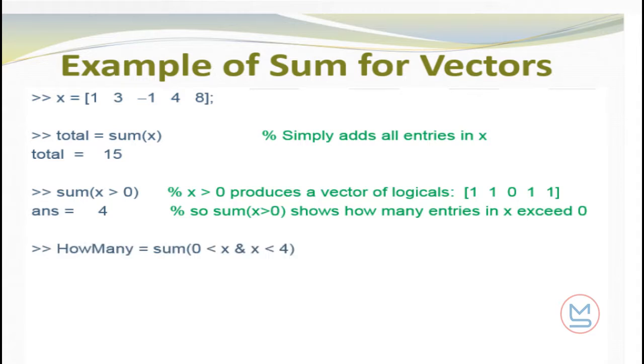I can put any kind of a conditional statement in the parentheses I want. So if I do sum of 0 less than x and x less than 4, that ought to find how many entries there are in x that are greater than 0 and less than 4. And in that case, there's 2 entries that are greater than 0 and less than 4. And that would be the first 2 entries in the vector x.